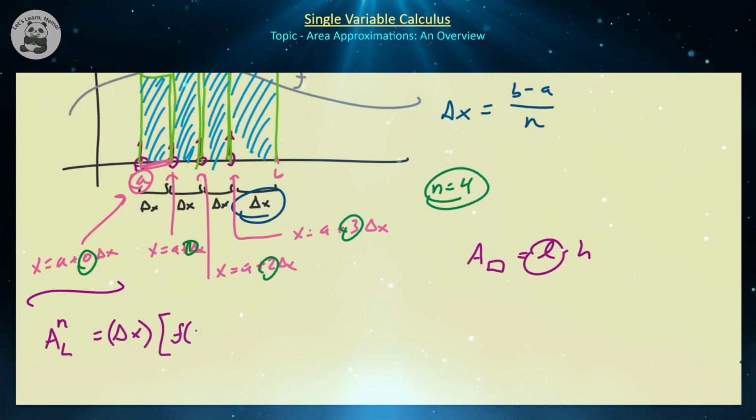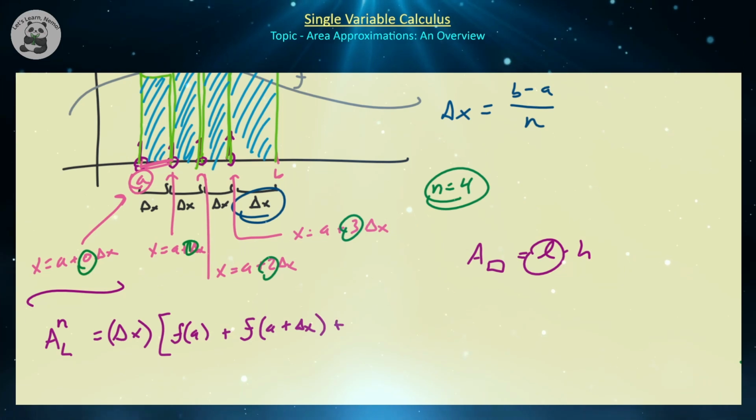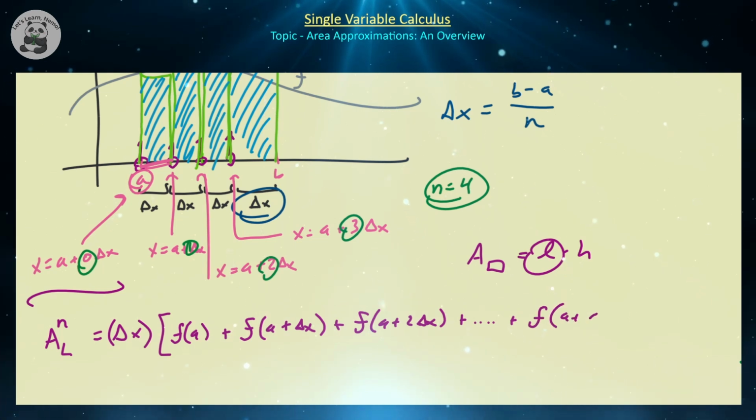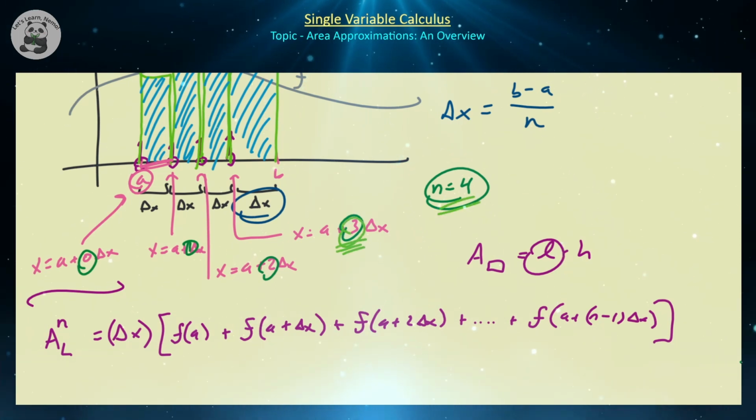The first height being f of a, the second height being f of a plus delta x, the next height being f of a plus 2 delta x, and this is going to continue all the way down to f of a plus (n minus 1) delta x. Again, why n minus 1? You can see from this particular pattern that 3 is 1 less than 4, and regardless of the value of n, that's always going to be the pattern.